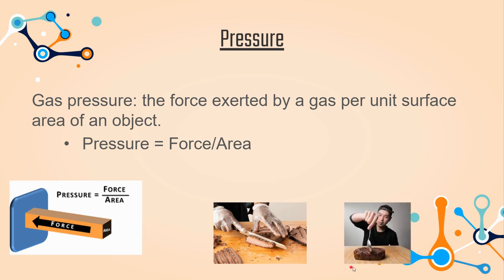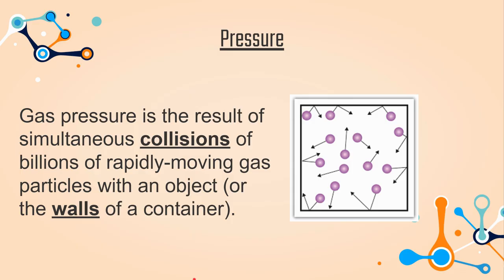It's also why you can't cut a steak with a spoon. They're still pressing down with the force of their hand, but the spoon is a lot more blunt. Because the area is greater, the pressure is lower. So a smaller area means higher pressure. Also, higher force means higher pressure. Now, what is this in terms of gases?